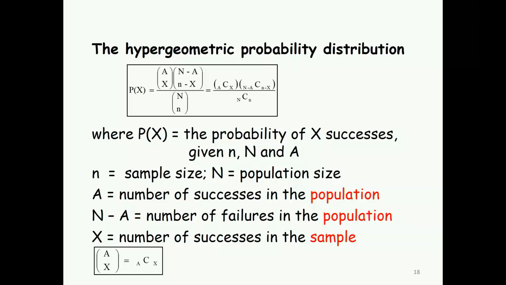n is the sample size. N is the population size. A is the number of successes in the population, for instance, the number of females in the population. N minus A is the number of males in the population. And this one is the question, the number of males in the sample. If the question is about female or male, we call it success, failure. It could be male, female, yes, no, defective, not defective.